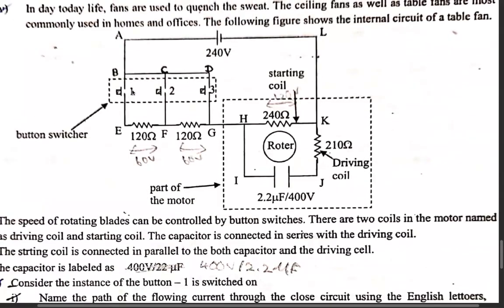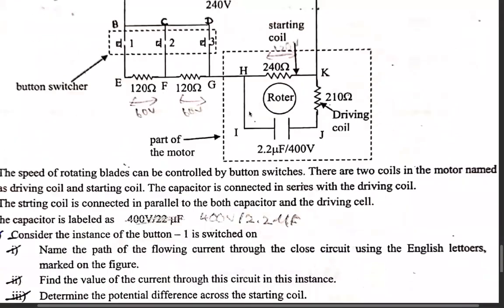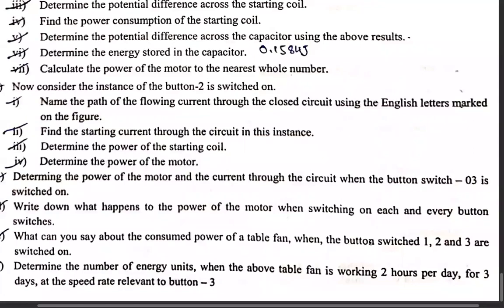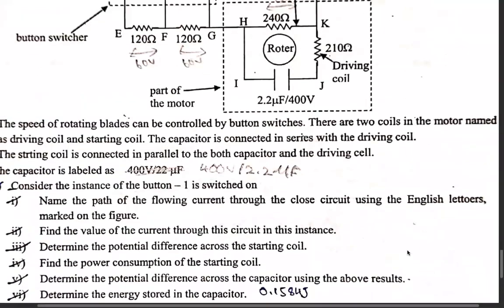What will happen when you switch on all 3, people? What will happen when all 3 are switched on? What can you say about the consumed power of the table fan when button switches 1, 2 and 3 are switched on? All 3 are switched on. Then what will happen? Tell me, people?